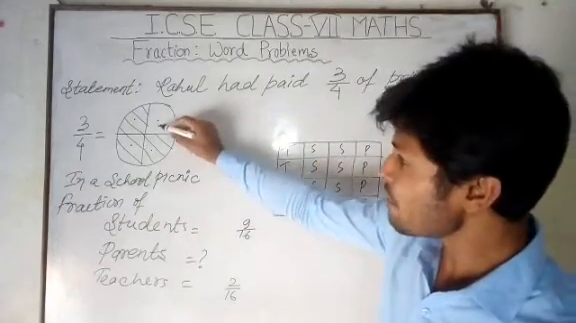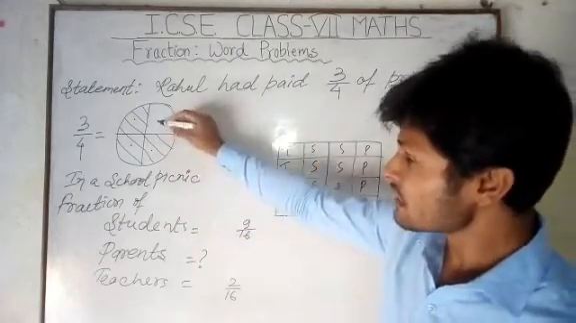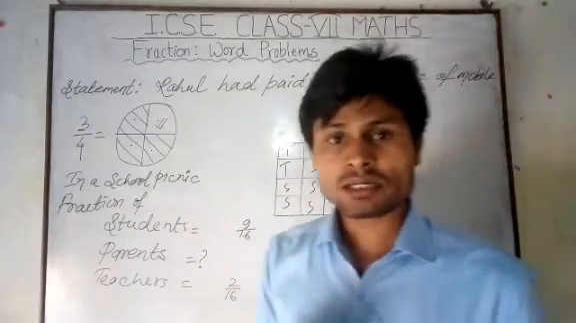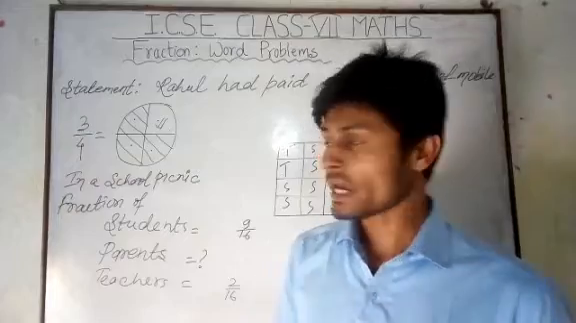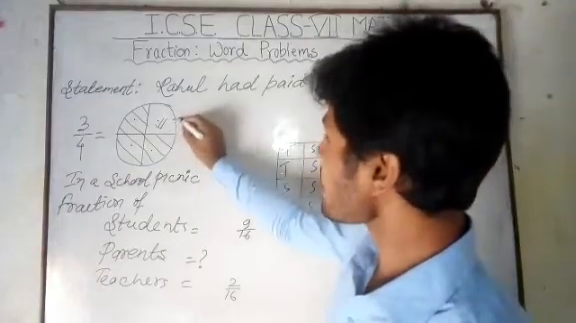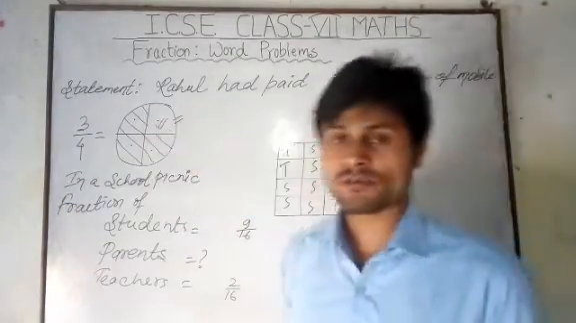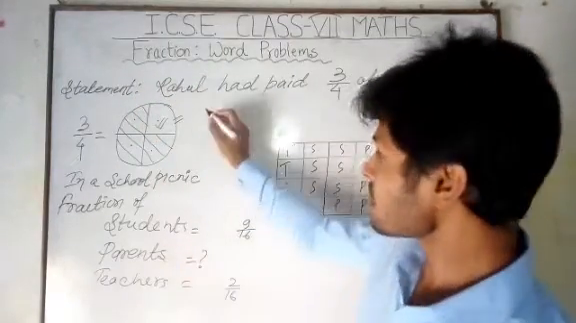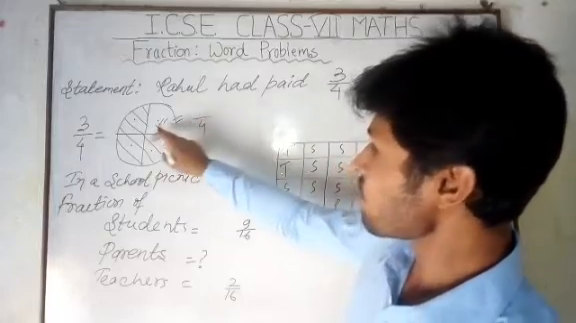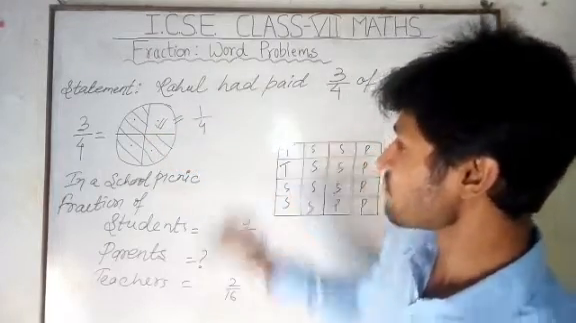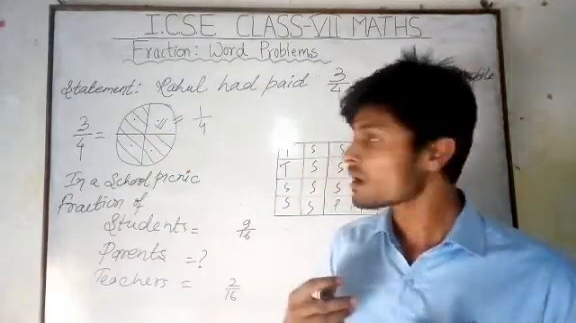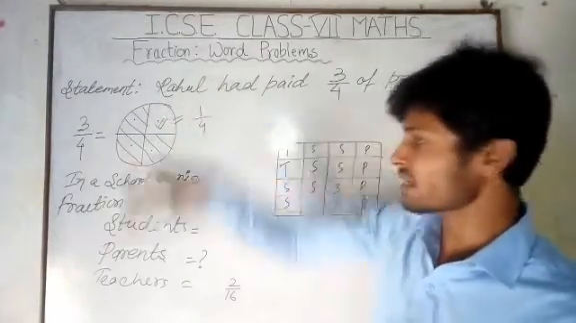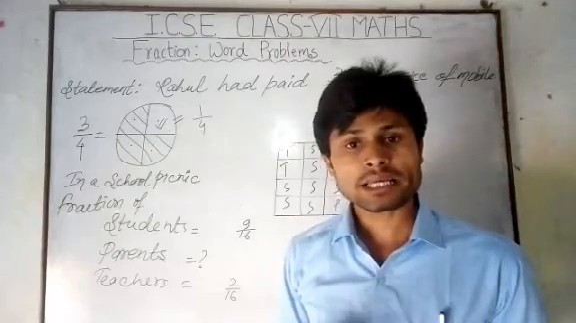So some part is left. That means this part is yet to be paid by Rahul. How can you represent this part in the form of a fraction? You can easily count 1, 2, 3, 4 components, so the denominator becomes 4 and one part is left. So 1 by 4 is left. You can easily know this by drawing the figure, but how can we calculate it?